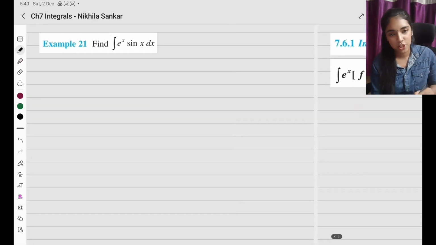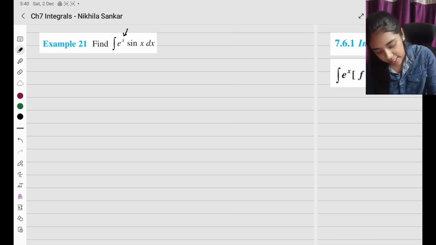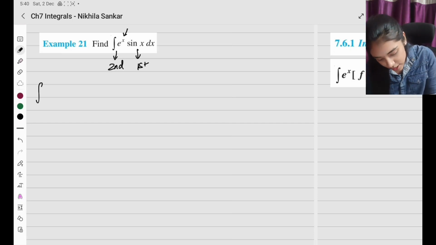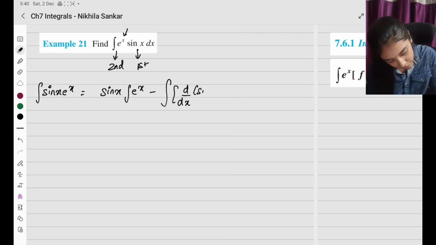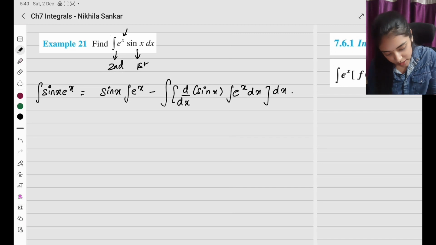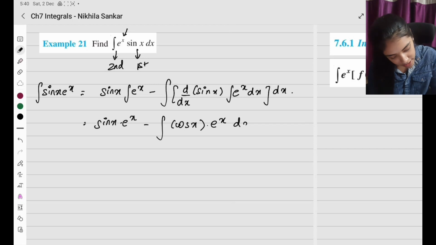Example 21. Exponential function is given the least preference. So this is the second function, and this is going to be the first function. So I have sin x as the first function, e to the x as the second. Integral of second minus integral of, open the bracket, d by dx of first function times integral of second function dx, times dx. So be careful here. Sin x times the integral of e to the x, which is e to the x, minus integral d by dx of sin x is cos x times e to the x times dx.